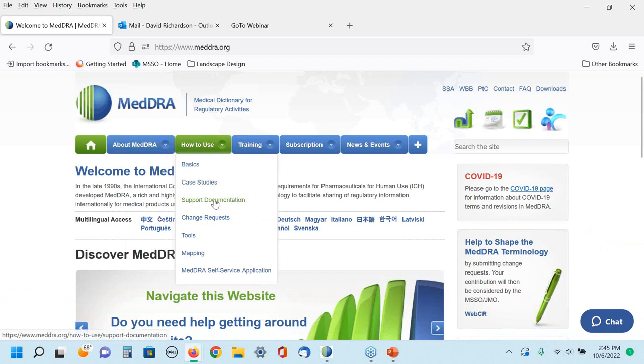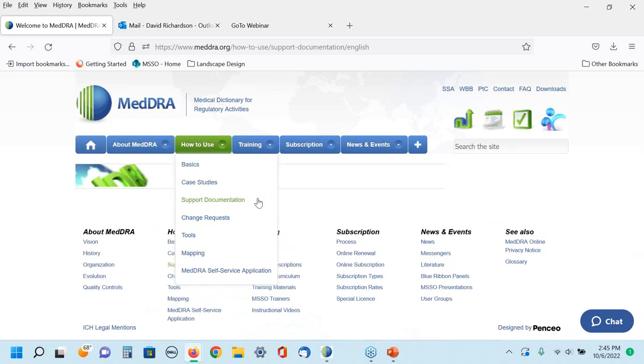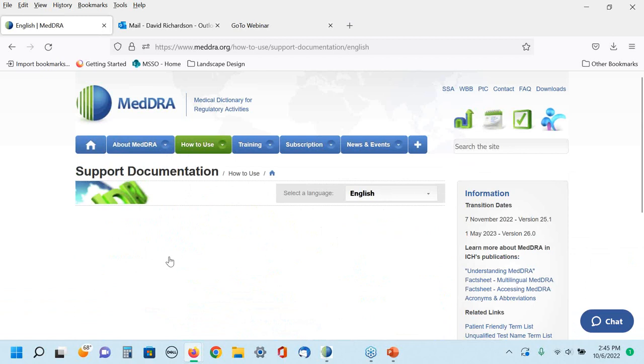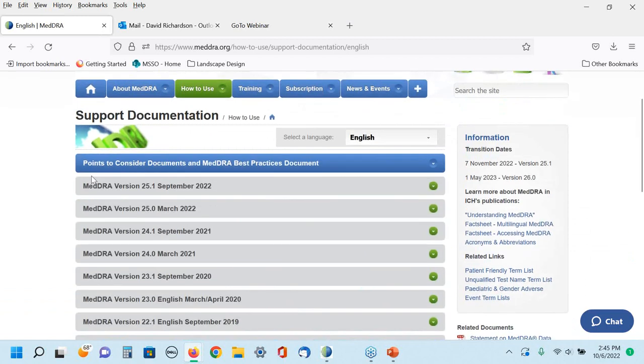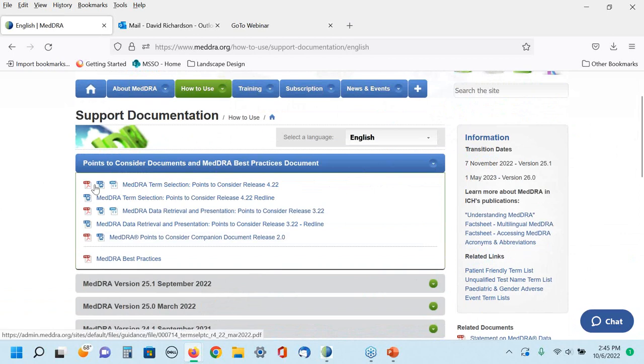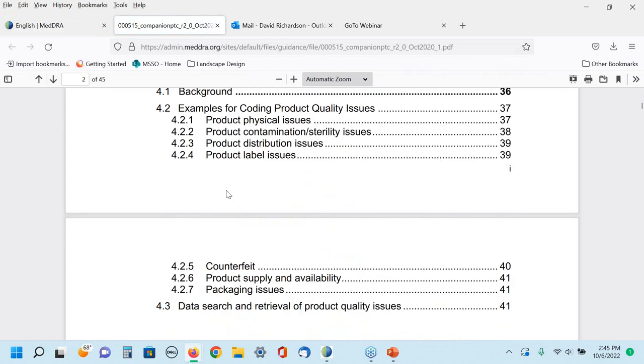And if I go to how to use under support documentation, it'll take me to this page. The support documentation page has a blue banner up here that says points to consider documents. If I click the arrow to expand that, it's showing me all of the PTC documents here in various formats. So here's the term selection PTC. Here's the data retrieval and presentation PTC. And here is the companion document, which I can open up here.